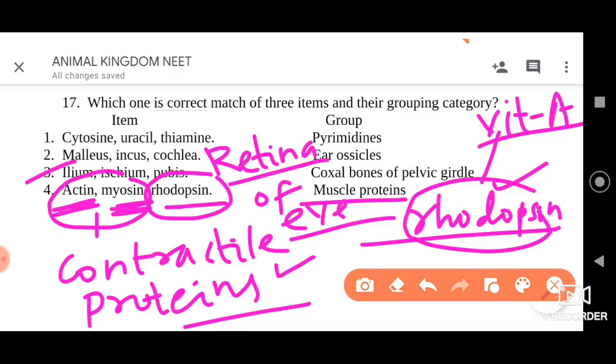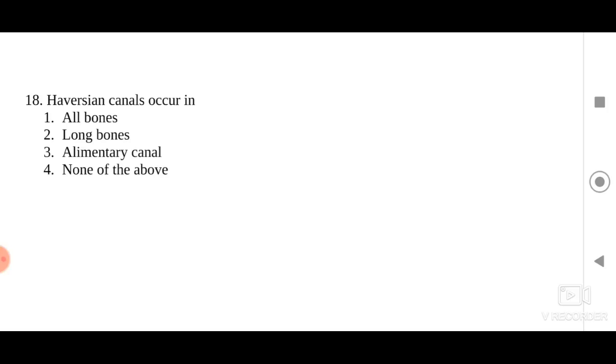So the right option is the third option, that is ilium, ischium and pubis, which are the coxal bones of the pelvic girdle. So next question we have, Haversian canals occur in, 4 options have been given: all bones, long bones, alimentary canal and none of the above.